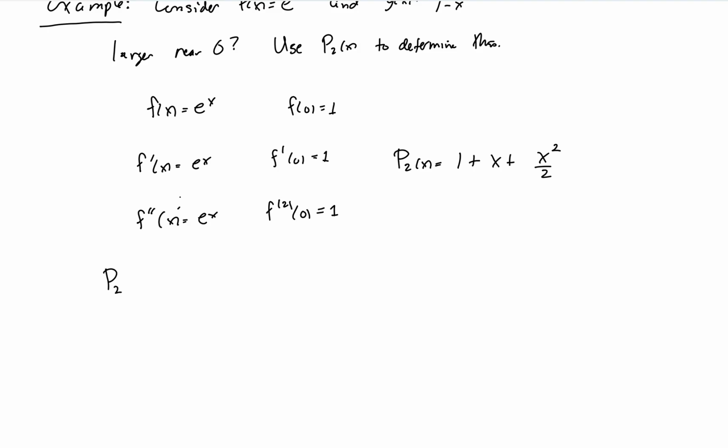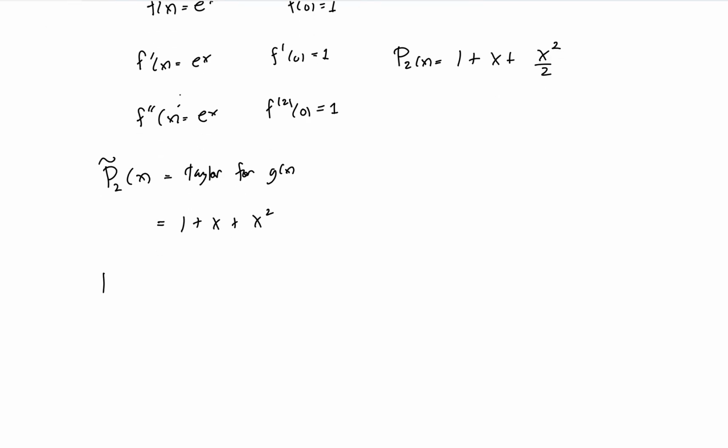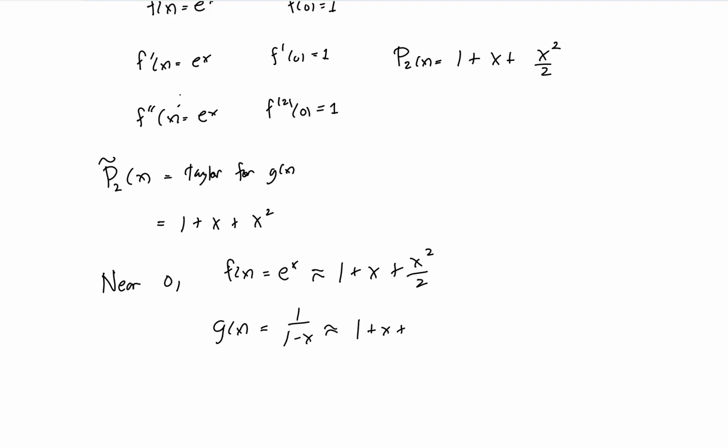And we saw above, we can say this is the Taylor polynomial for g of x. We'll put a tilde over the top of it just to distinguish it from the Taylor polynomial for e to the x. And we just saw above that this is 1 plus x plus x squared. So what this tells us then is that near 0, f of x, which is e to the x, is approximately 1 plus x plus x squared over 2, and g of x, which is 1 over 1 minus x, is approximately 1 plus x plus x squared.